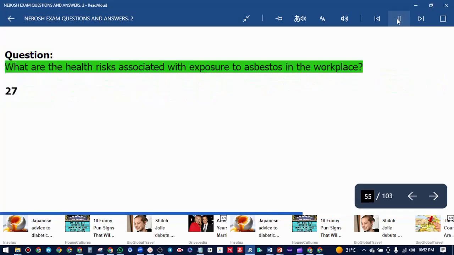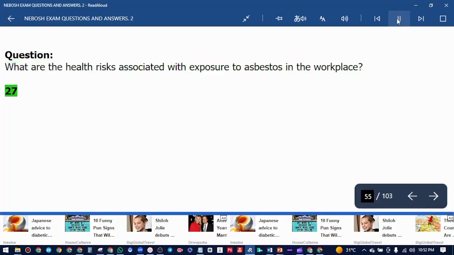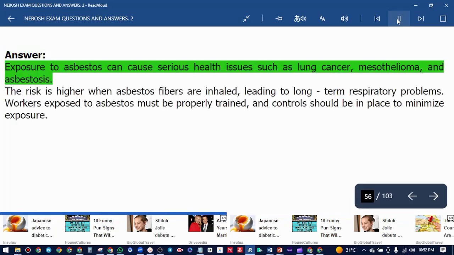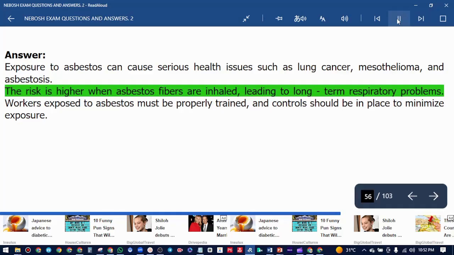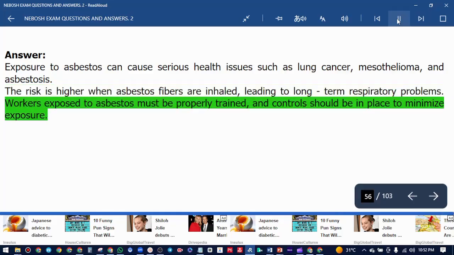Question 27. What are the health risks associated with exposure to asbestos in the workplace? Answer. Exposure to asbestos can cause serious health issues such as lung cancer, mesothelioma, and asbestosis. The risk is higher when asbestos fibers are inhaled, leading to long-term respiratory problems. Workers exposed to asbestos must be properly trained, and controls should be in place to minimize exposure.